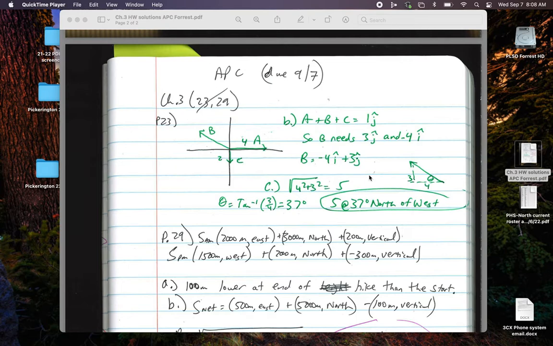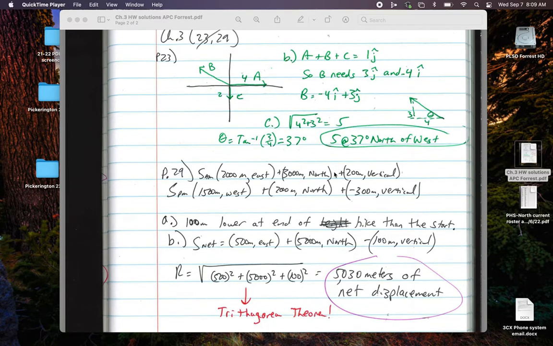So negative 4 in the x direction plus 3 in the y direction. That gets me a resultant of 5, 37 degrees north of west. Or if you'd done the other triangle where it was up 4 and over 3, you would have gotten 53 degrees west of north.